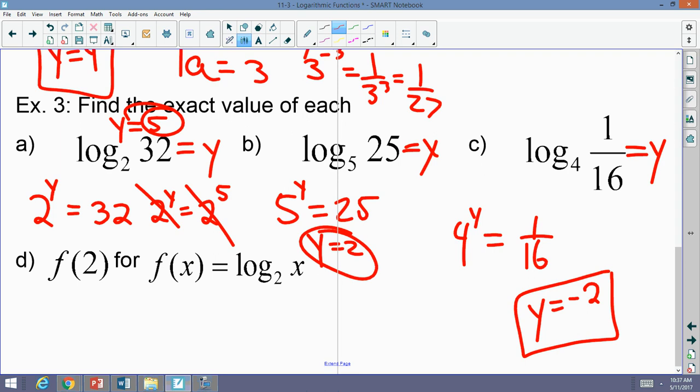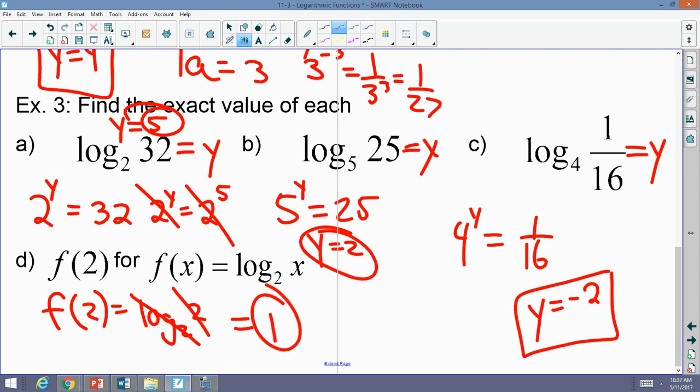How about D? F of 2. If f of x equals log base 2 of x, well, f of 2 then will equal log base 2 of 2. Hey, wait a second. What happens when I have a log of the same base as the number? They cancel. My answer is 1.